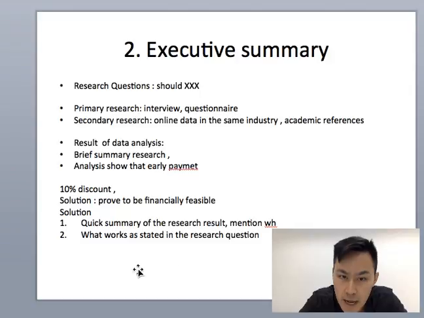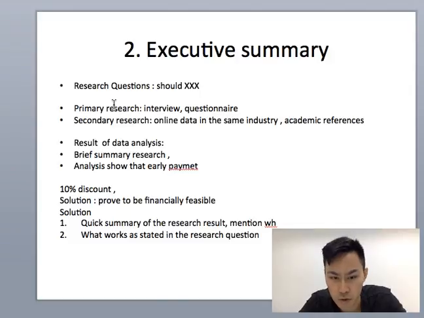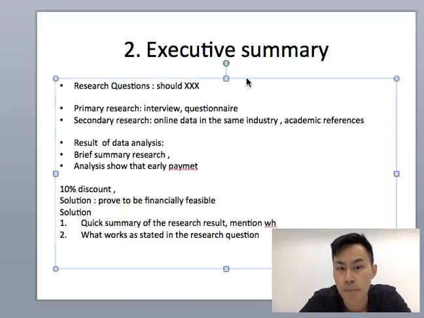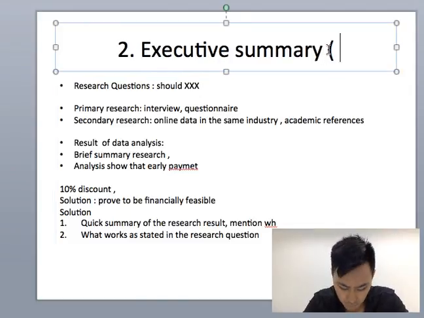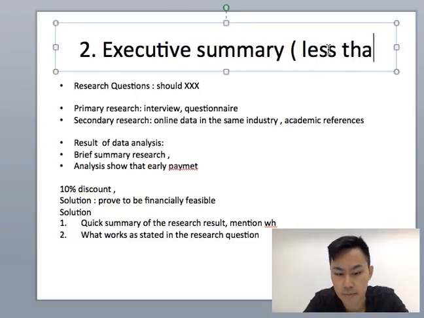Normally, the IB examiner will look at your executive summary, and sometimes they're really busy and don't have time to read through your IA. Then they will read your executive summary. So make sure your executive summary is impressive, and that what you're investigating is worthwhile to get a level 7. And I'd suggest the word count for this part be less than 200.